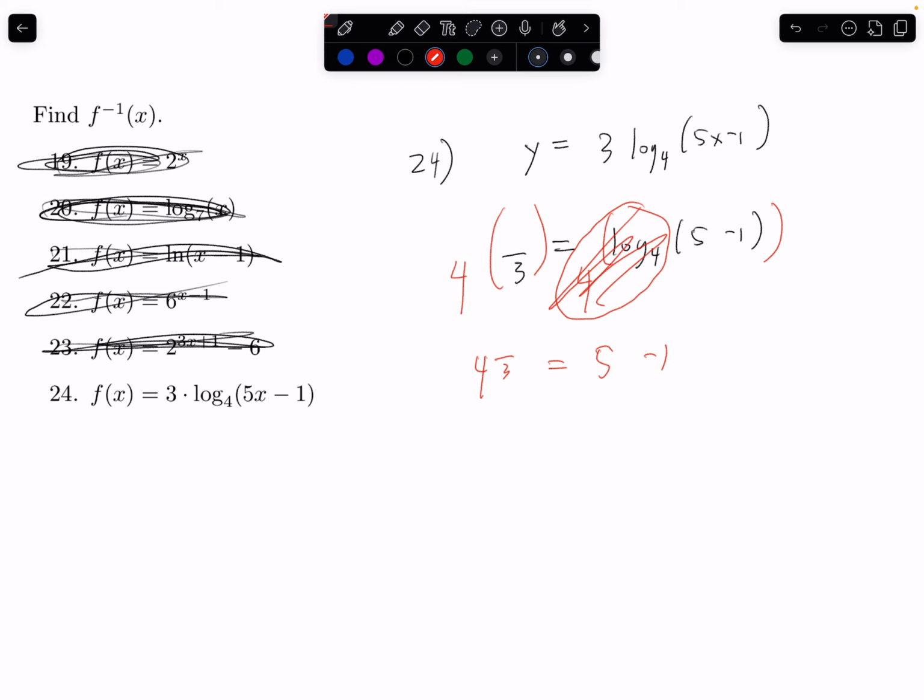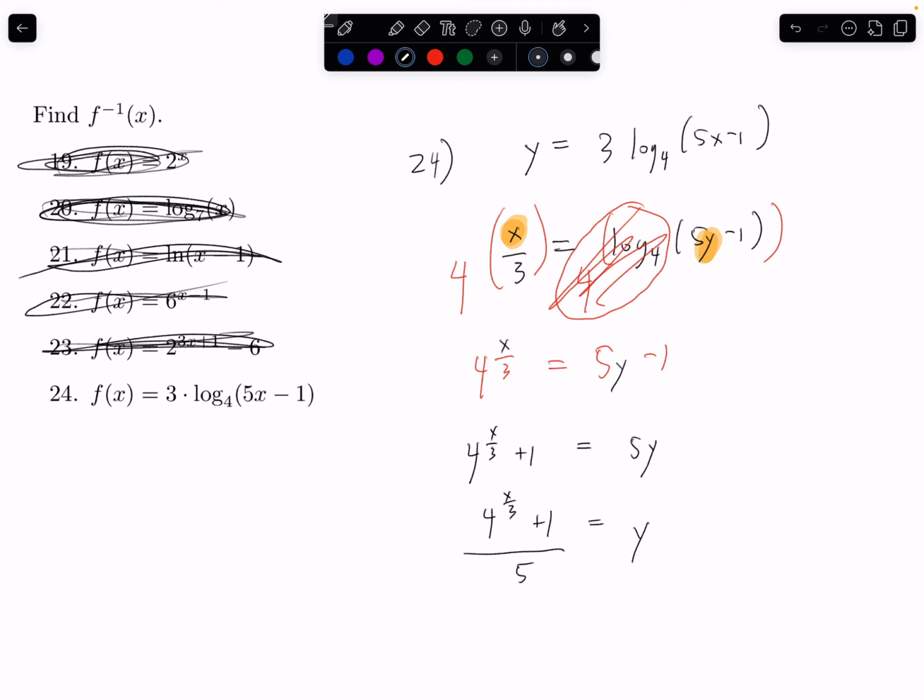What's a good color so that we know I'm fixing a mistake here? Black. No, actually, I'm going to do black and I'm just going to highlight. That was a mistake. I forgot to switch the x and y's. Okay, so that was x. This is y, yeah? And I'm trying to solve for y here. So add 1 to both sides. Get 4 to the x over 3 plus 1 is 5y. Divide by 5. Y is equal to 4 to the x over 3 plus 1 over 5.